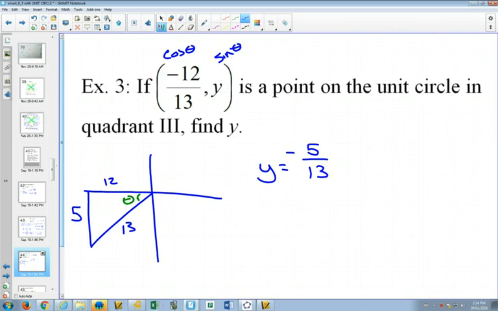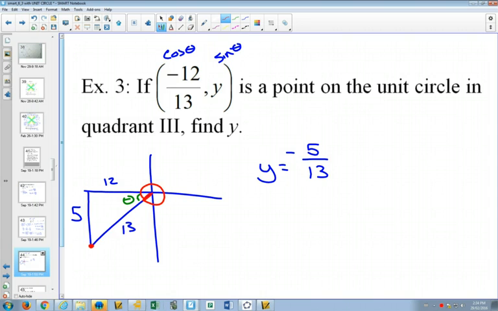So when you use the triangle technique, this point isn't a point on the unit circle right there, because that would have a radius of 13. Our unit circle is actually going to be really small here. It would be about like this. Does that make sense? Because if this hypotenuse was 13, my unit circle has to have a radius of 1.